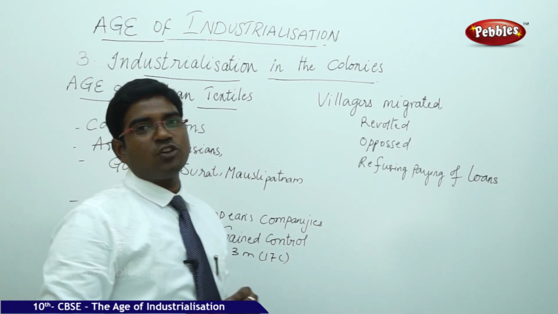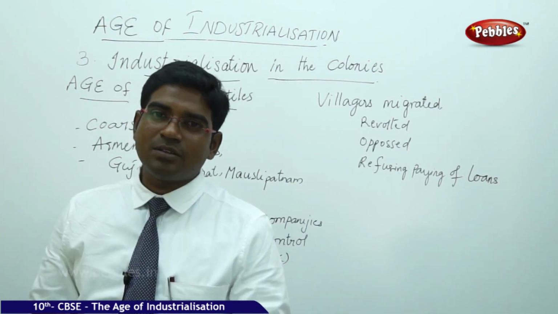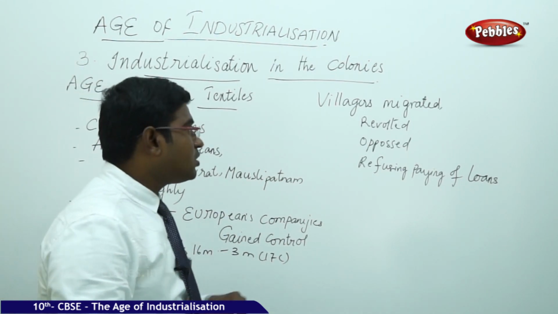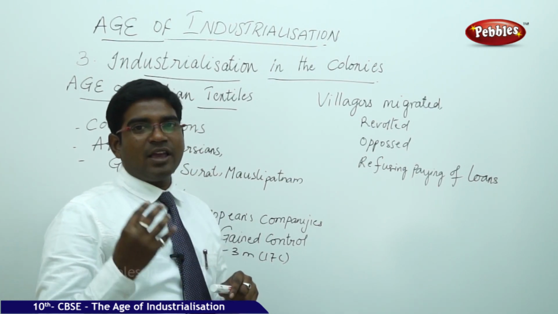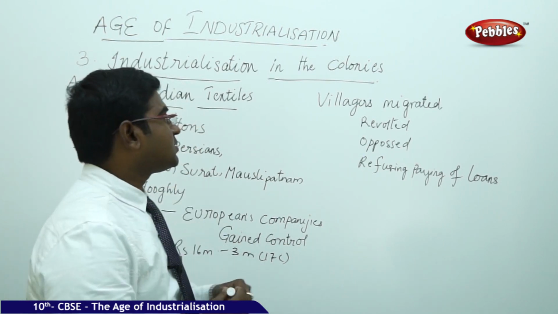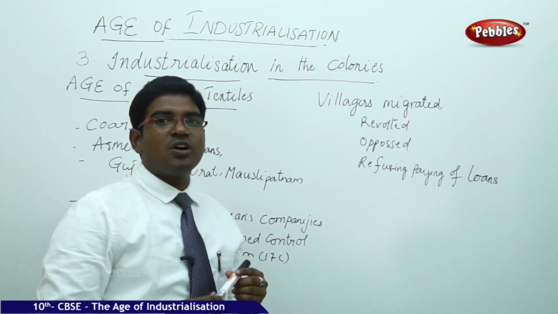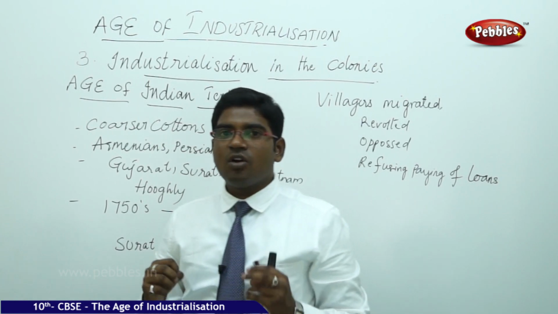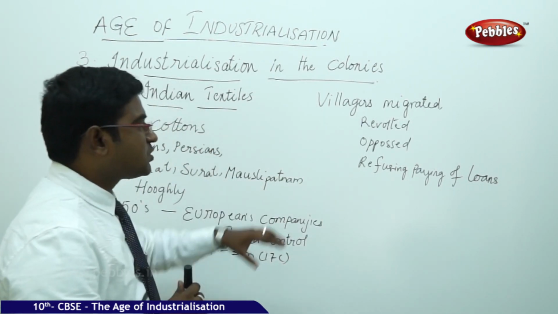So with the arrival of the Europeans, the trade started to slash down. That is an important understanding of this point here. And when we move on to the villagers, how did the villagers get affected with the arrival of the Europeans? The villagers either migrated, because the Britishers forced them to sell the cotton at very less cost. The first point.